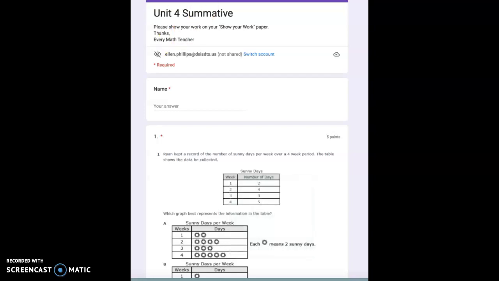Unit 4 Summative. Please show your work on Show Your Work paper. Please type in your name.